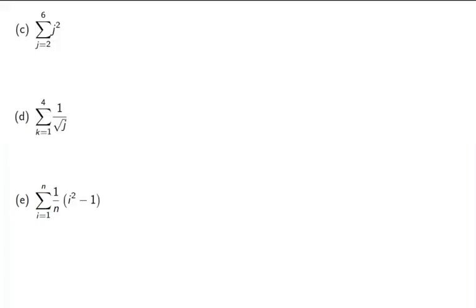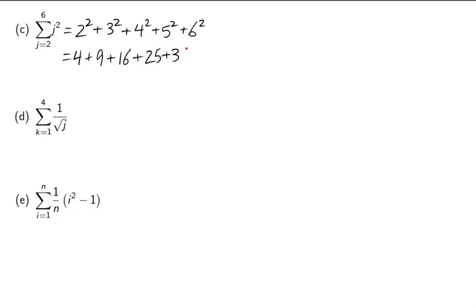Next one. Now we don't necessarily have to use the letter i every time. We can use the letter j. So for this one, I'm going to go from 2 to 6. I get 2 squared plus 3 squared plus 4 squared plus 5 squared plus 6 squared. So let's just write all that down. I get 4 plus 9 plus 16 plus 25 plus 36. A little bit to add up. I get 90 out of that.